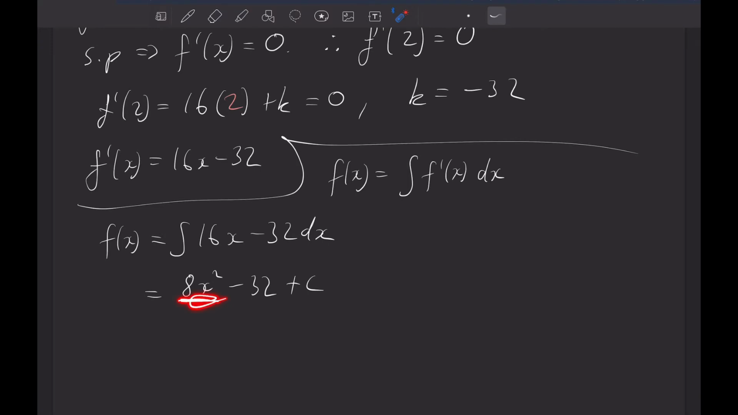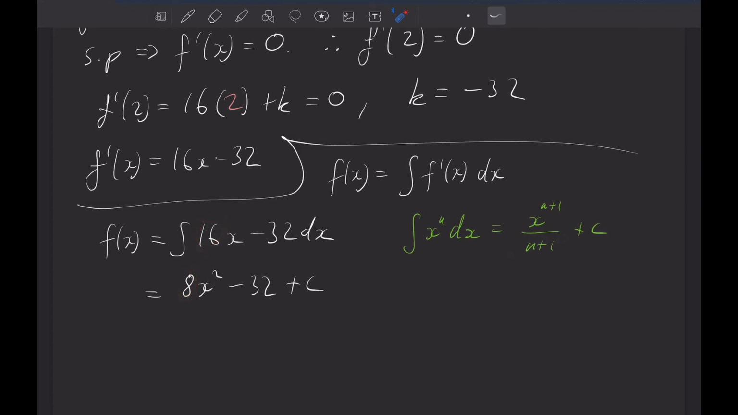Where did that 8x squared come from? Remember our rules. The integral of x to the n dx is equal to x to the n plus 1 over n plus 1 plus c. So the power here is 1, so I increase the power by 1, and then I divide by that new power. 16 divided by 2 is 8.